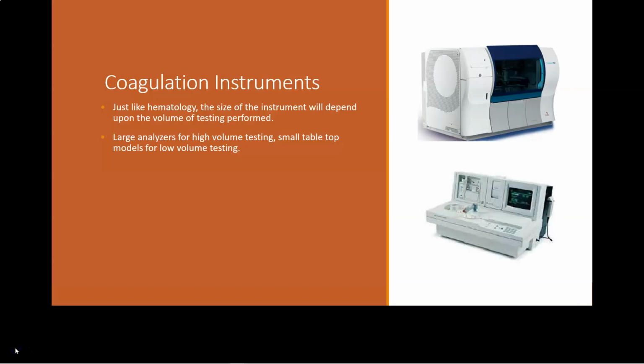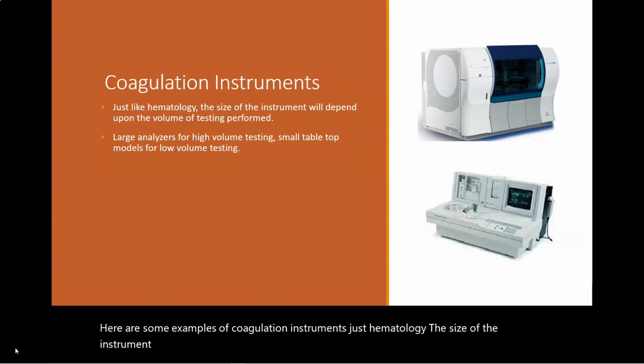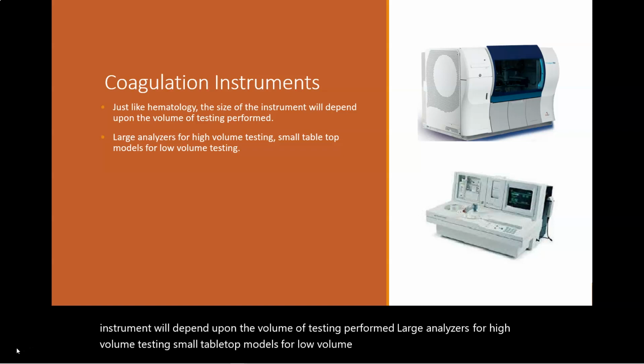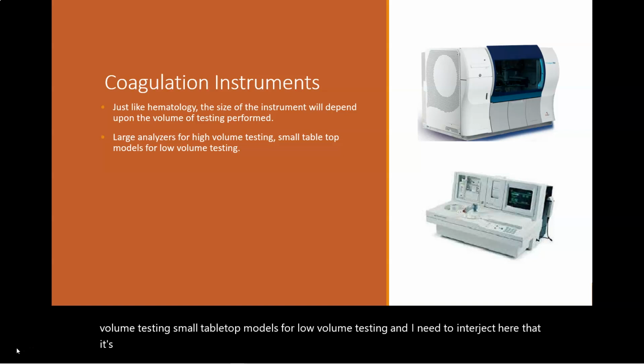Here are some examples of coagulation instruments. Just like hematology, the size of the instrument will depend upon the volume of testing performed. Large analyzers for high volume testing, small tabletop models for low volume testing. And I need to interject here that it's the price. These large instruments cost hundreds of thousands of dollars versus a smaller instrument that'll be maybe $30,000 to $50,000.